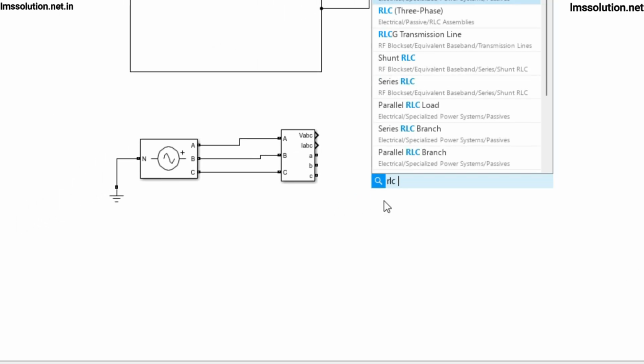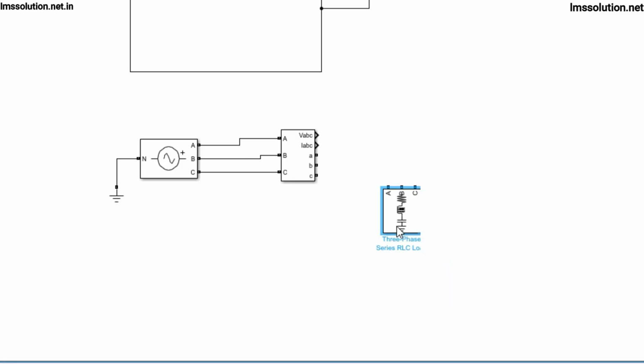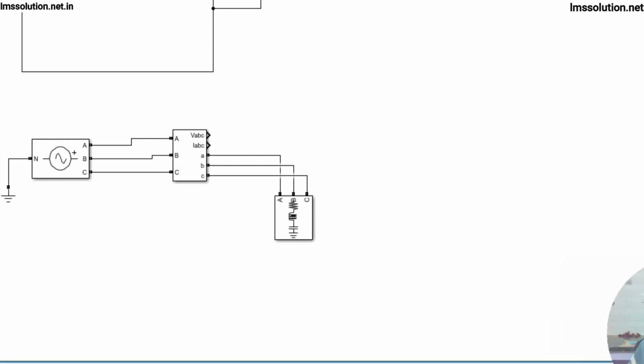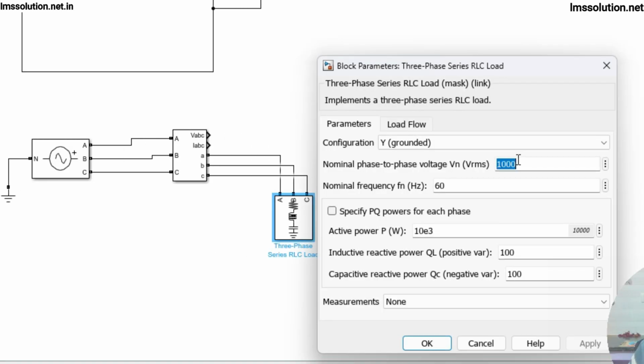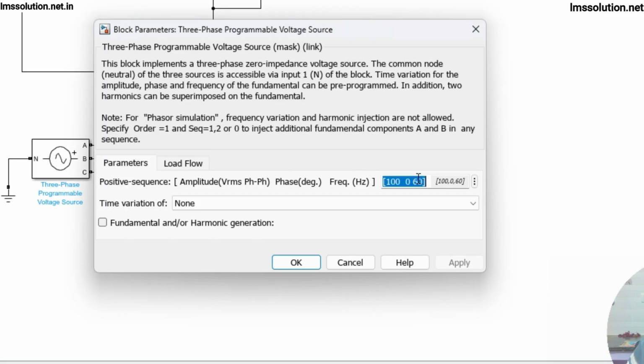Next we need an RLC load, that means a three phase RLC load. Now I connect A, B, C. Okay, so next here we need to fix the values first. I'm going to fix the line to line voltage, phase to phase voltage, at 400, and the frequency is 50. Same thing, I'm going to consider 5 e power 3 and 0, and here I'm going to fix the voltage. Frequency is 50 hertz, voltage is 400.